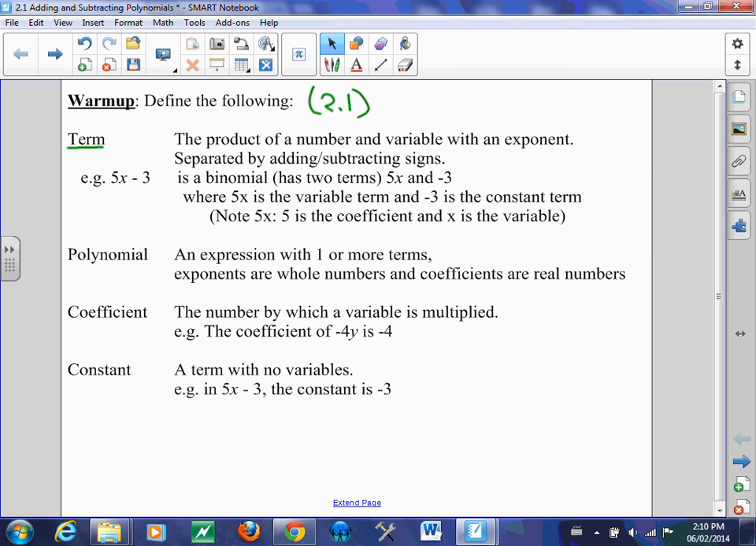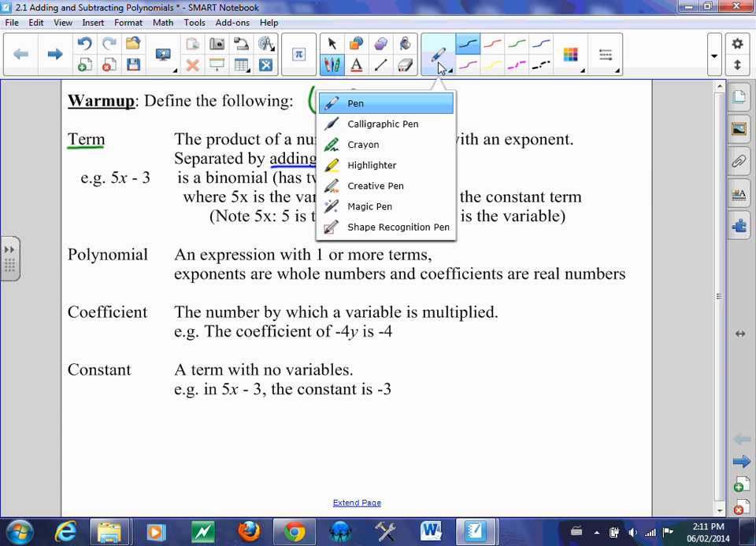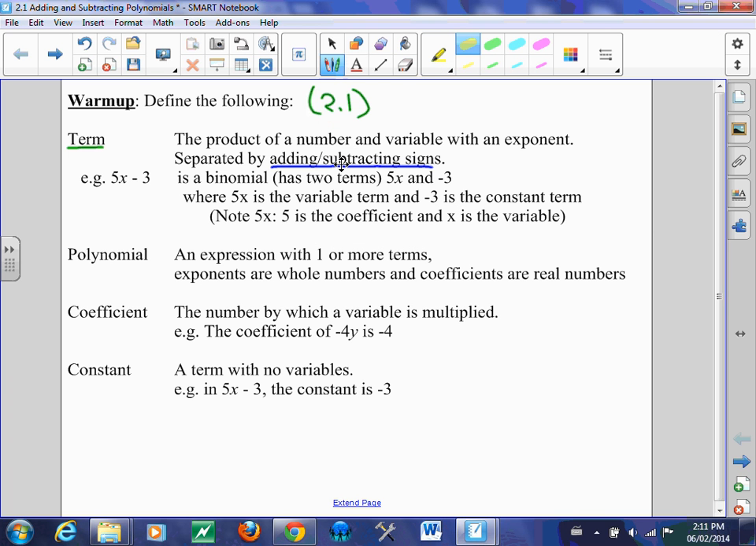I can get rid of that for now. Okay, so adding and subtracting signs separate them. Let's take a look at this example for specific. I'll just try and get my highlighter up. Maybe hopefully my highlighter will work here. If I can get a highlighter. What color do you want today, guys?